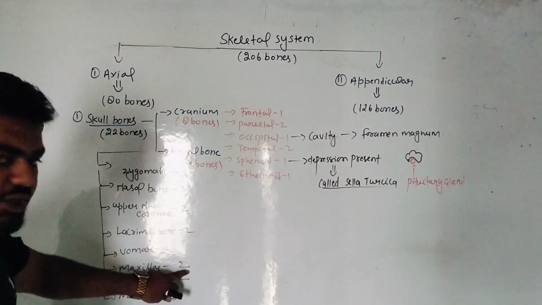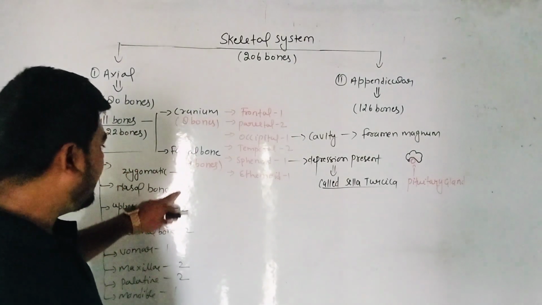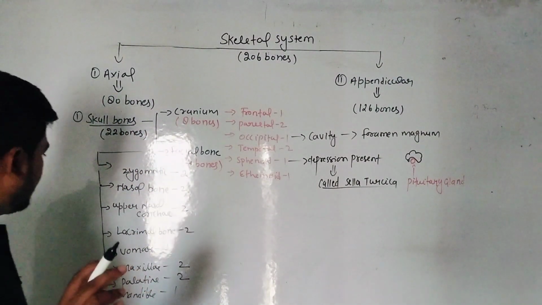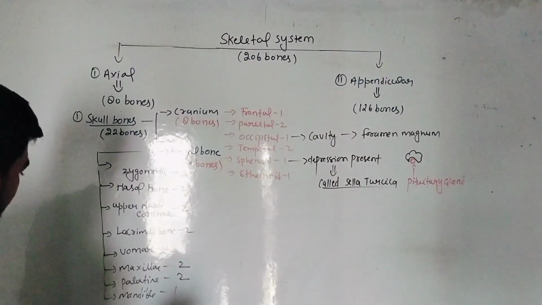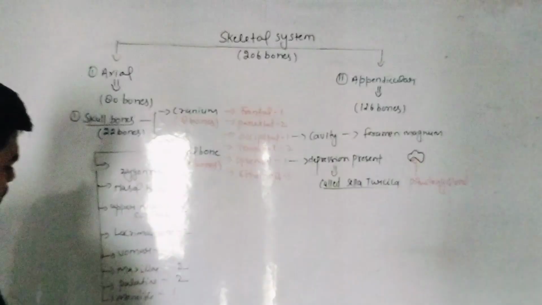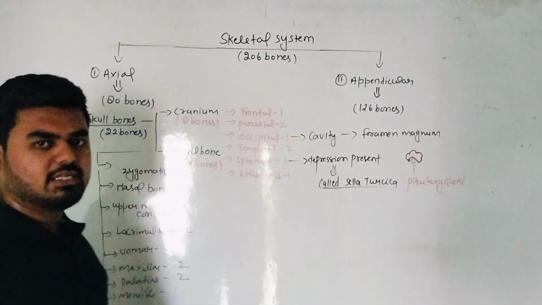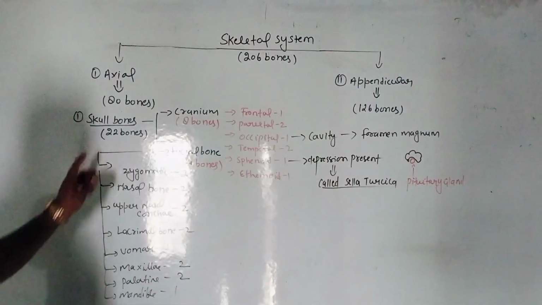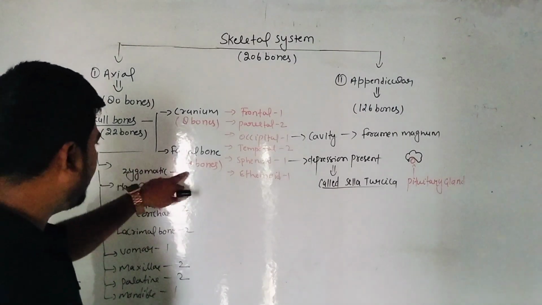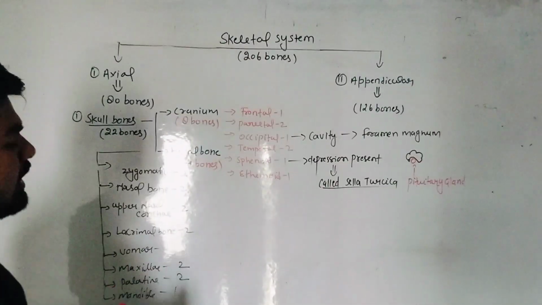So 1 to 3, 3 to 5, 5 to 7, 7 to 9, 9 to 11 and 11 to 13. One more bone is there. Zygomatic bone, nasal bone, upper nasal conchae, lacrimal bone, vomer bone, maxilla, mandible and palatine. So 5, 6, 6 to 8, 8 to 10, 10 to 12, 12 to 14. That is all about the facial bones. So 8 bones of cranium and 14 bones of face form the skull. So that is all about the 22 bones.